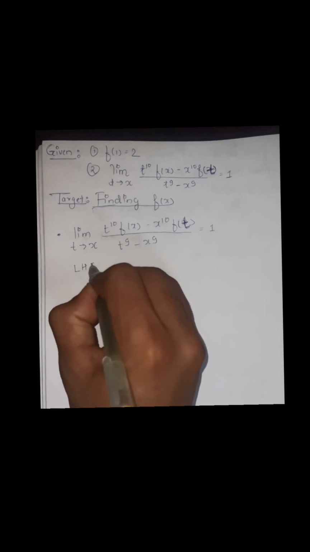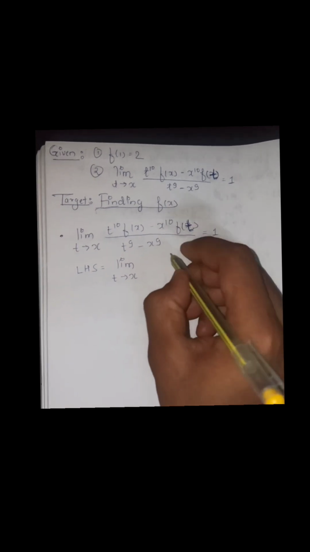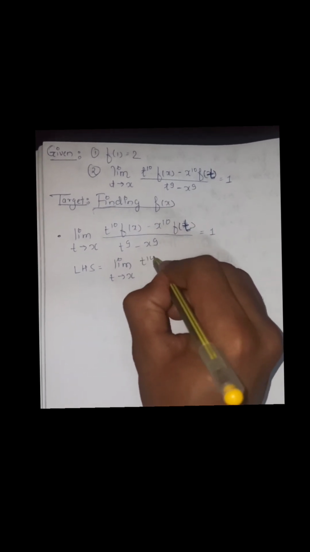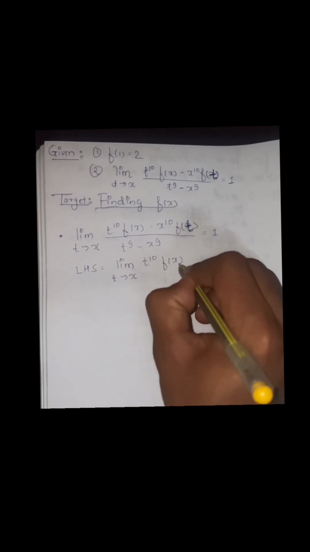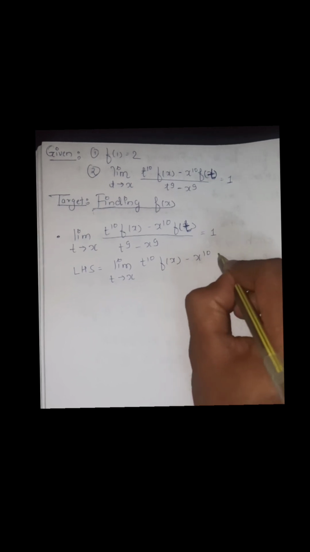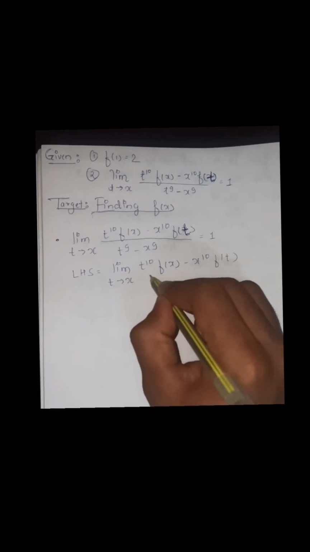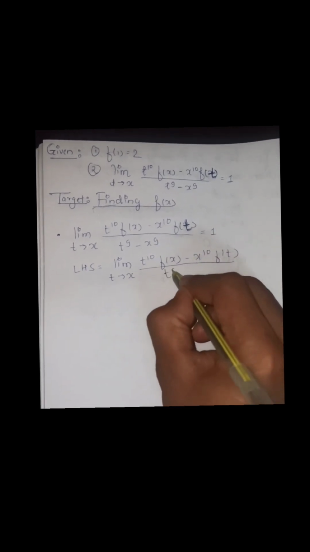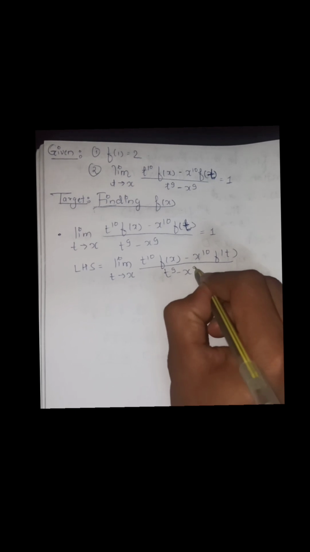So let us first work upon the left hand side. Limit t tends to x, t to the power 10 f of x minus x to the power 10 f of t divided by t to the power 9 minus x to the power 9.